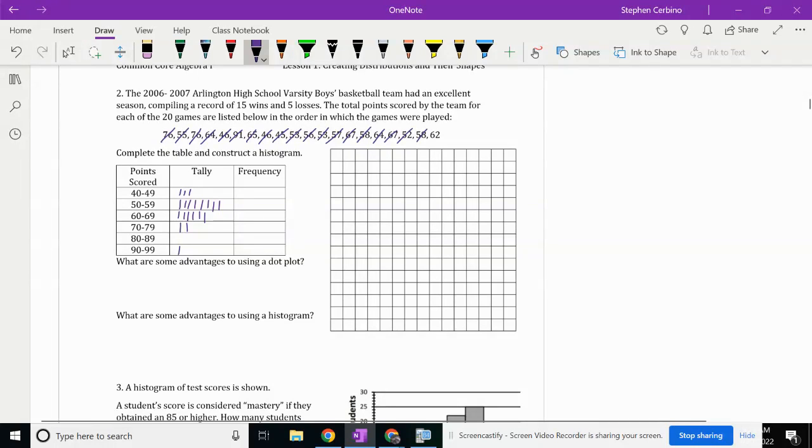So then the frequency is how many of each of those scores that they had. So they had 3 scores between 40 and 49. They had 1, 2, 3, 4, 5, 6, 7, 8 scores between 50 and 59. 1, 2, 3, 4, 5, 6 scores between 60 and 69. 2 between 70 and 79. None in the 80s, and 1 in the 90s. They had one really good game where they scored over 90 points. Look at that.